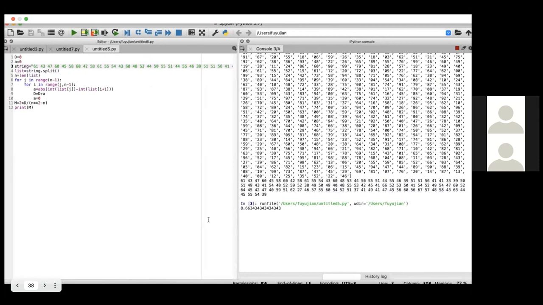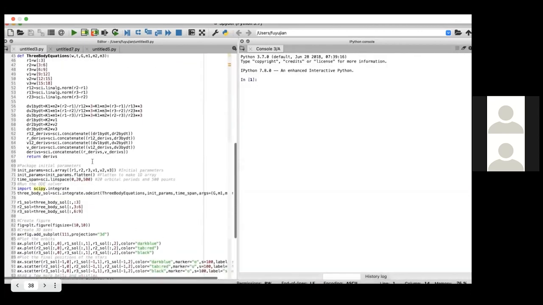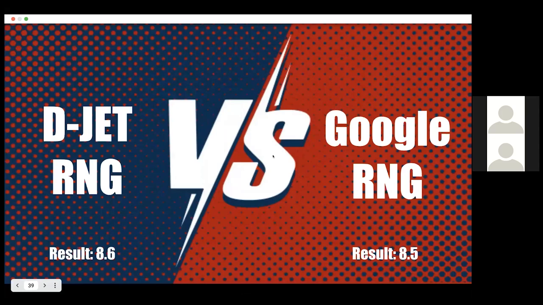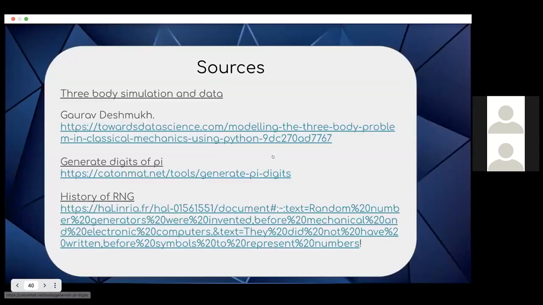So how good this value is, we don't know yet, but we are going to compare this value with the Google number generator. So you can see it. This is our generator, DJet. What does it mean? D stands for Dylan, J is me, Jeff, E stands for Evan, and T is Tom. So DJet RNG, our result is close to 8.6. The Google RNG has a result of 8.5. So it's very, very close. We're very proud of it.